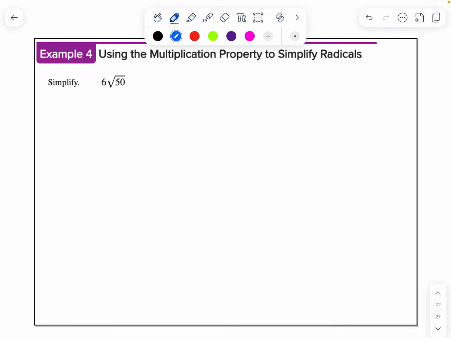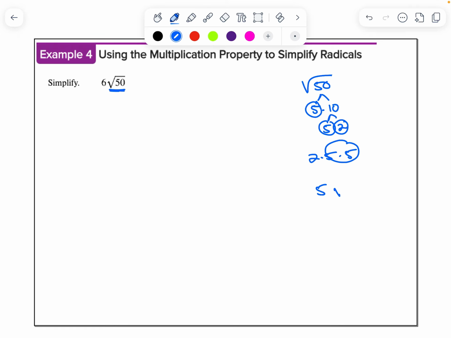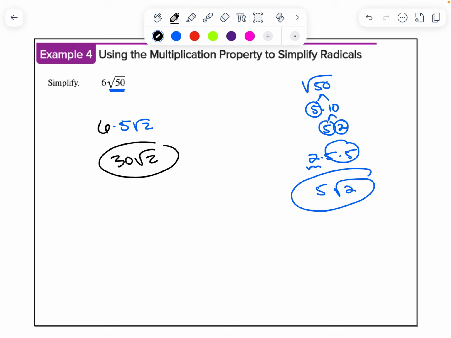6 square root of 50. So what we really need to know is what's the square root of 50? I don't know. Let's find out. Square root of 50. 50 is 5 times 10. I can't break 5 down, but I can break 10 down. And so my prime factors are 2, 5, and 5. There's some buddies. This guy doesn't have a buddy. So what I'm left with is 6, the same 6 I started with. And then the blue underlined part is 5 square root of 2. 6 times 5 is 30. So 30 square root of 2 is my final answer.